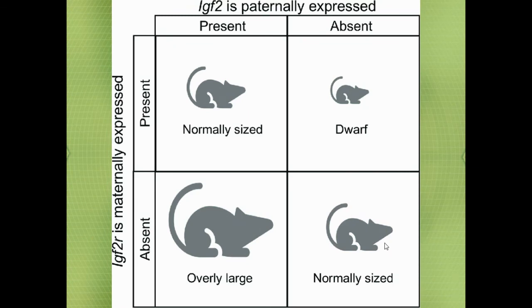So whenever we have the dad up here at the top, paternally expressed, and the mom is over here on the side, whenever both of them are present, you get a normal baby. When the mom's is present and the dad's is not, you get a dwarf baby, sorry. When the dad's is present and the mom's is absent, you get a large baby. And when they're both absent, you get a normal baby. So you either need them both to be there or both not to be there, otherwise your babies are going to be weirdly sized.